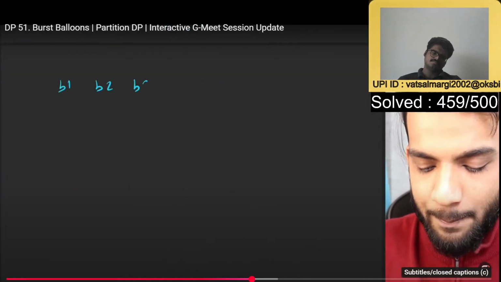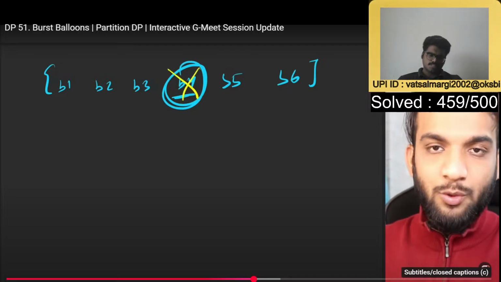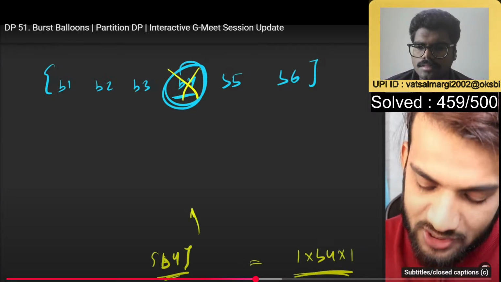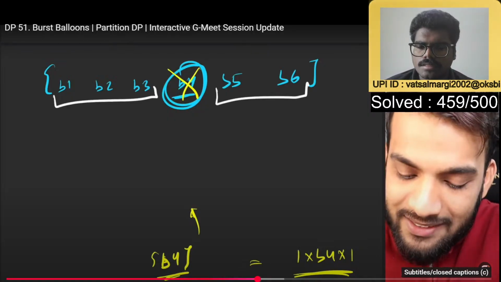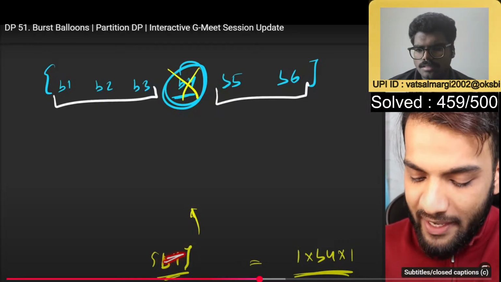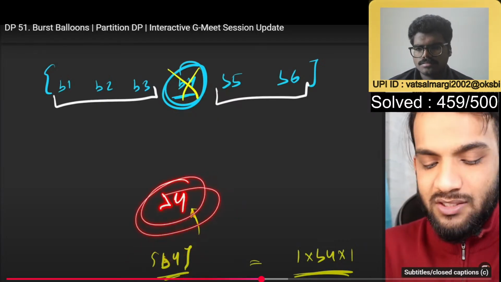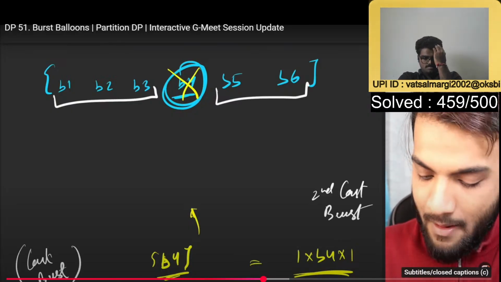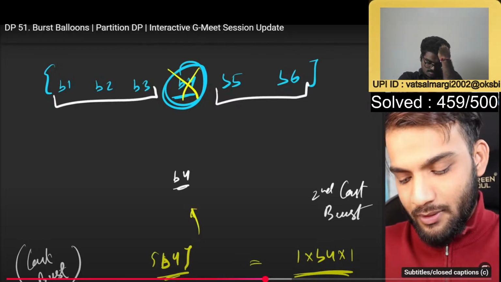Take B1, B2, B3, B4, B5, and B6. Now imagine I'm saying B4 is the last guy to be bursted. So for B4, you're definitely sure the answer is 1 into B4 into 1, right? Right before that step, there is a subproblem that you have to solve. I definitely know B4 will exist over here, because only if B4 exists in the second last burst can it get bursted in the last burst.